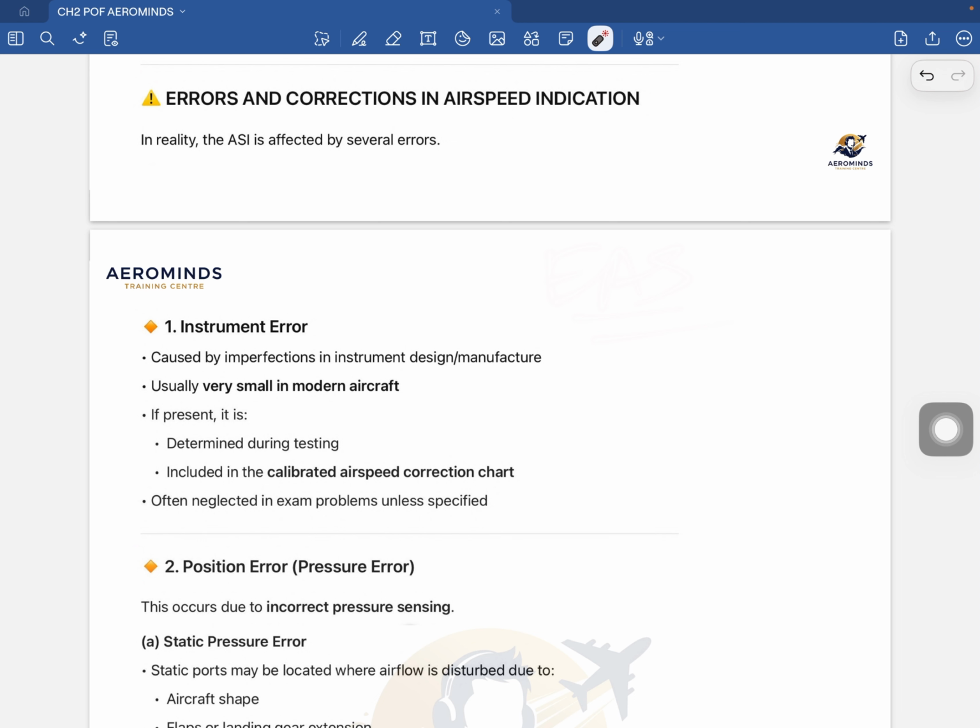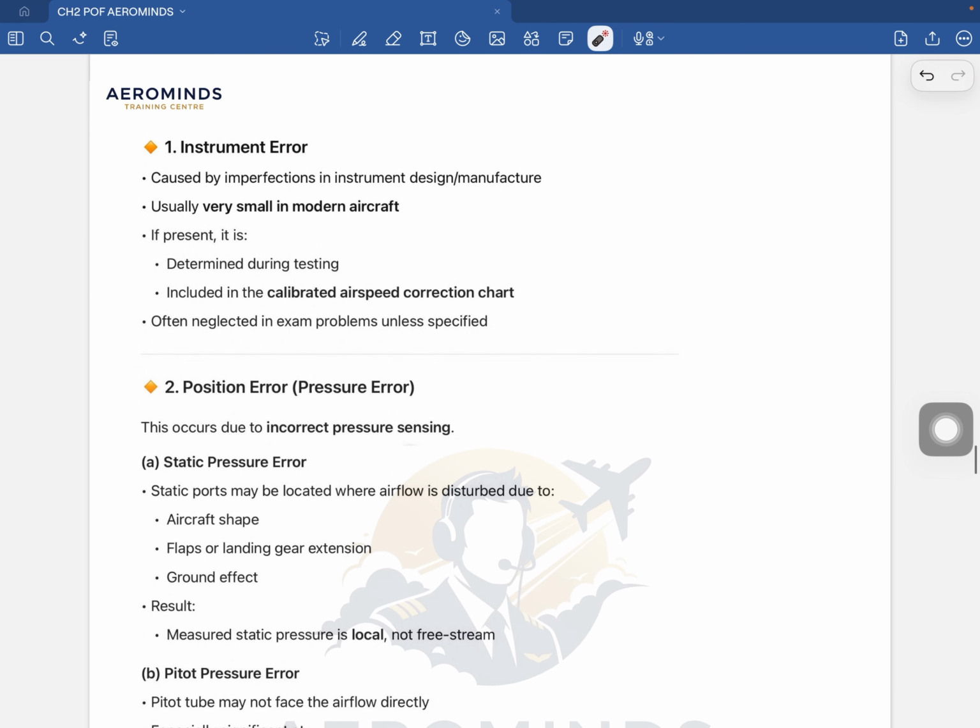Got it? Now, the first error we'll start with is the instrument error. Instrument error is caused by imperfections in the design or the manufacturing of the instrument. No instrument is 100% perfect. However, in modern aircraft, the instrument error is usually very small. It is determined during testing, and it is also included in the calibrated airspeed correction chart.